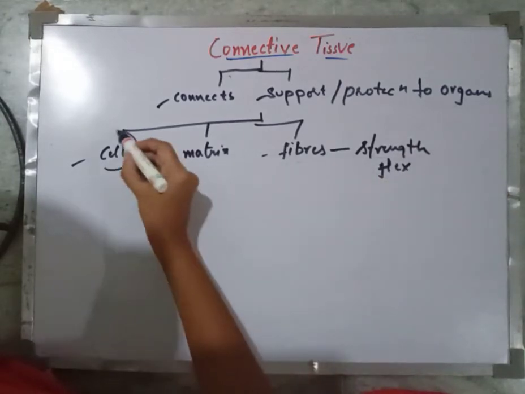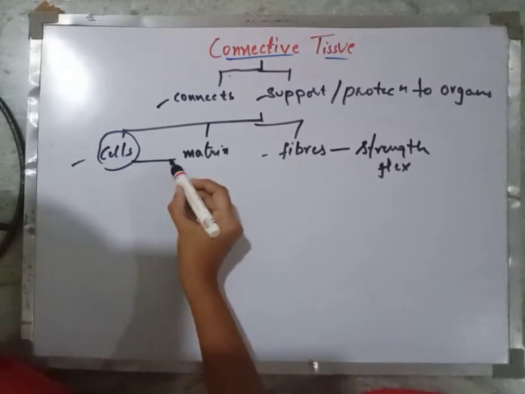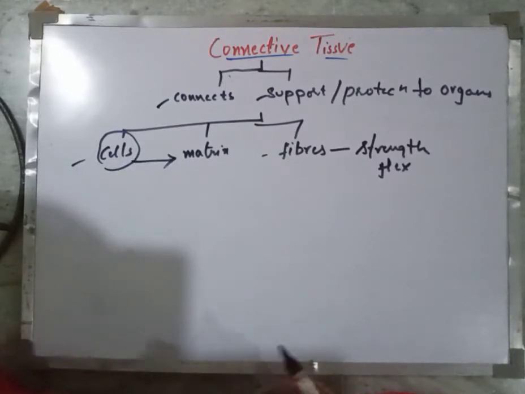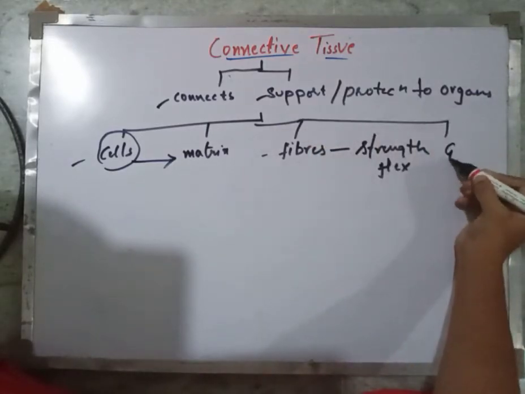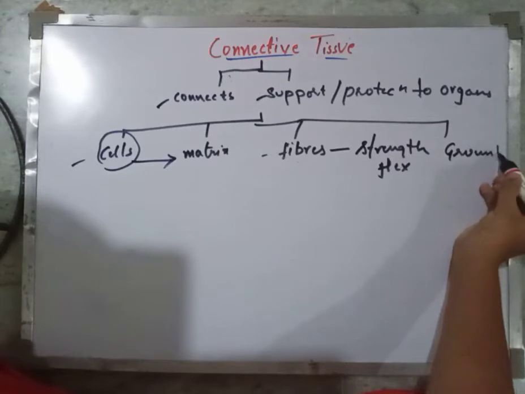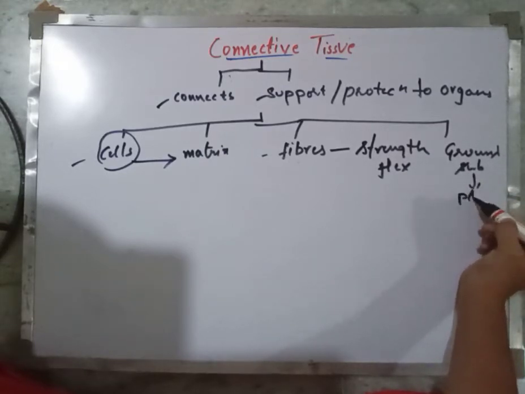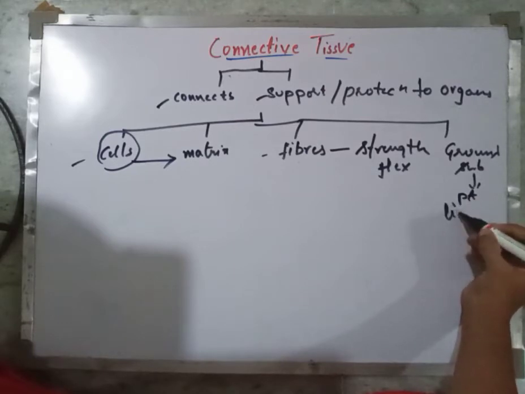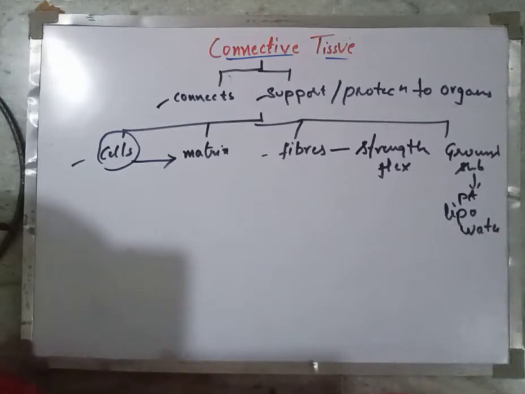And the cells, different cells such as the chondrocytes or the osteocytes, produce the matrix of the tissue. And the connective tissue also contains a ground substance, which is a liquid substance. The ground substance may be protein, lipopolysaccharide, or water. So these are the ground substances of a connective tissue.